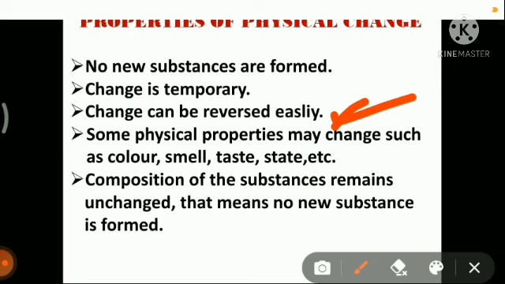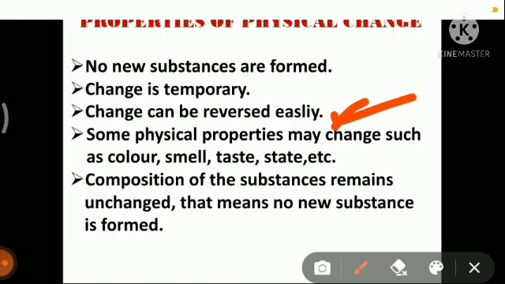Okay, so due to some physical changes like dissolving salt or sugar in water, we can say that the taste of water changes. So here we can see that the physical property, that is taste, changes. In the case of melting of ice, the state of water is changing from solid to liquid. And again, when we cool or freeze it, the liquid water is converted back into solid ice. So only some physical properties change during a physical change.